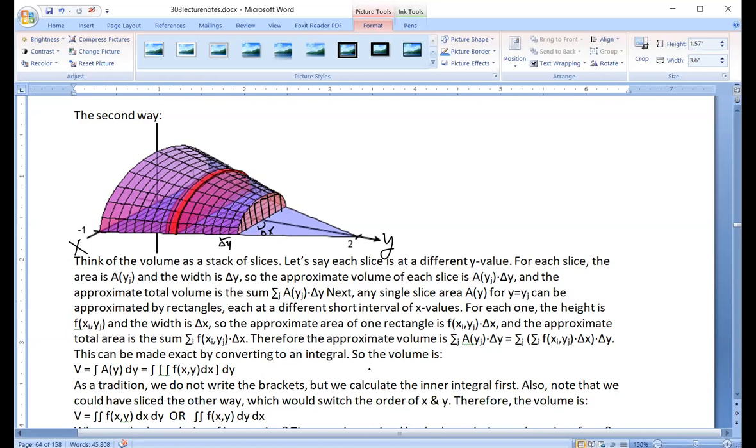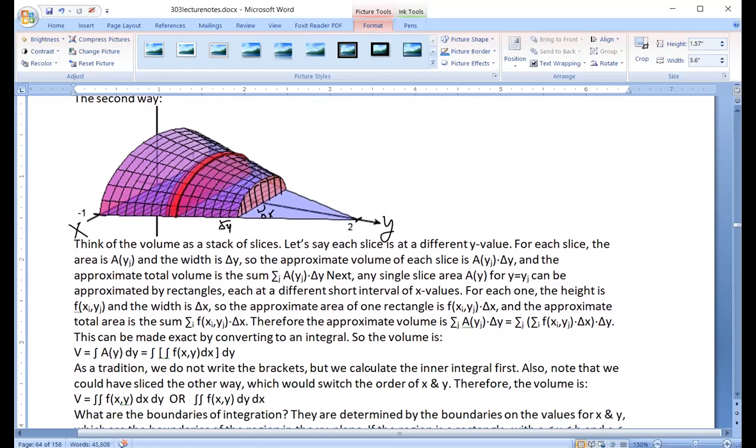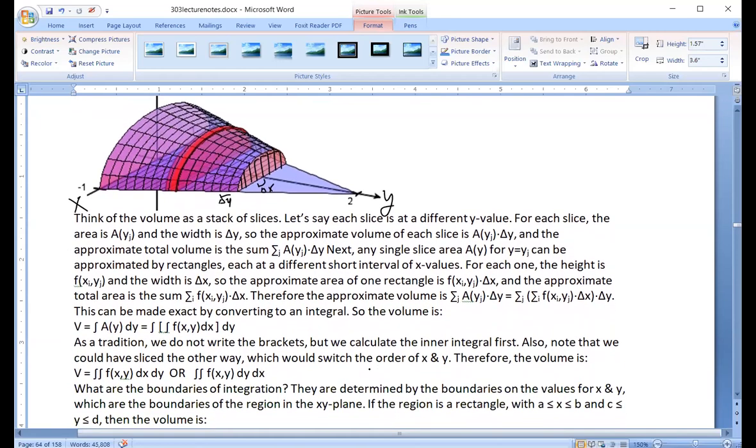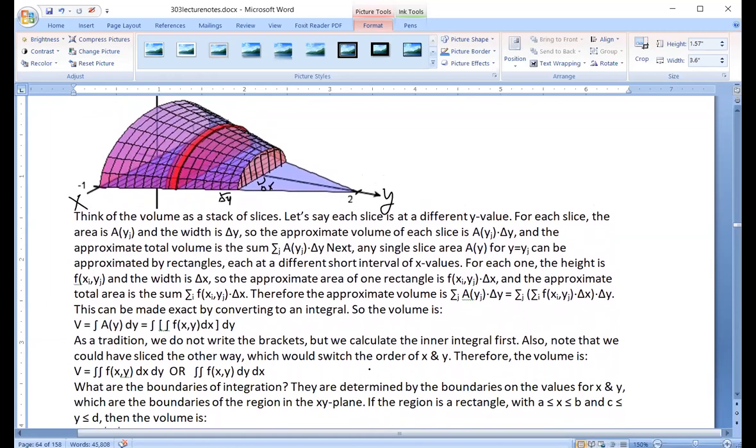Also, let's note that we could have first sliced, instead of along constant y values, along constant x values. And that would switch the order of x and y. So that gives us the double integral of f of xy dy dx. And of course, the boundaries of integration depend on whatever information we're given about x and y. So for example, if the region is a rectangle over which we're integrating, and suppose that we know that x is between a and b and y is between c and d, then those are your boundaries of integration.